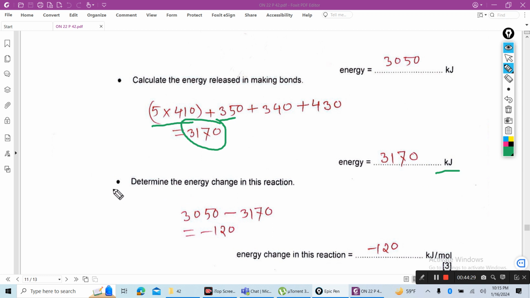Now determine the energy change in this reaction. You know, delta H value will be bond broken energy minus bond formed energy. This is the all reactant energy. This is the bond making energy. If you subtract, you will get negative 120. As delta H value is negative, this is an exothermic reaction.